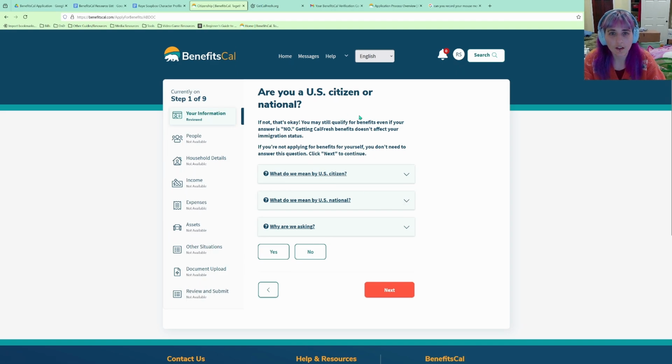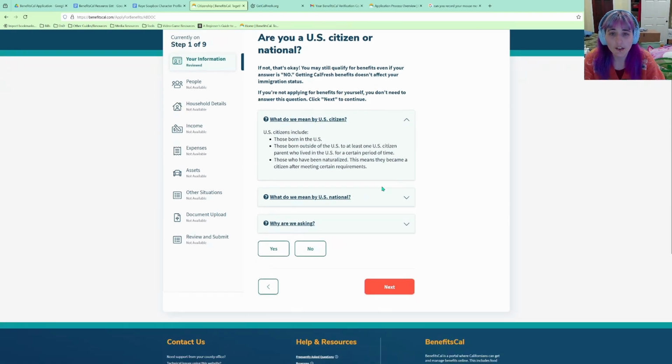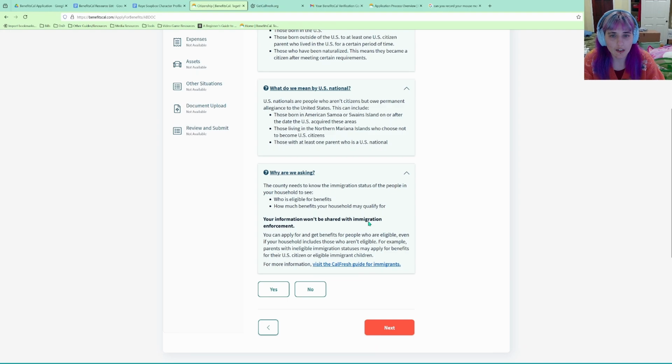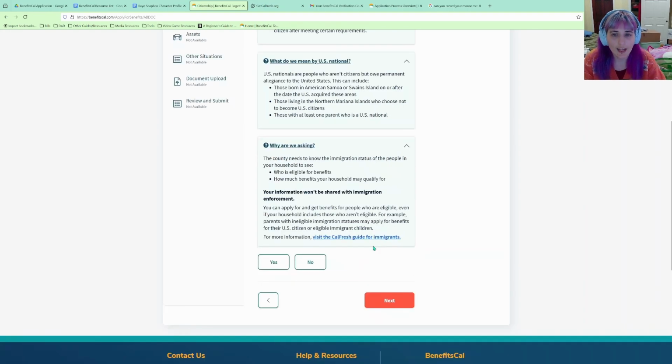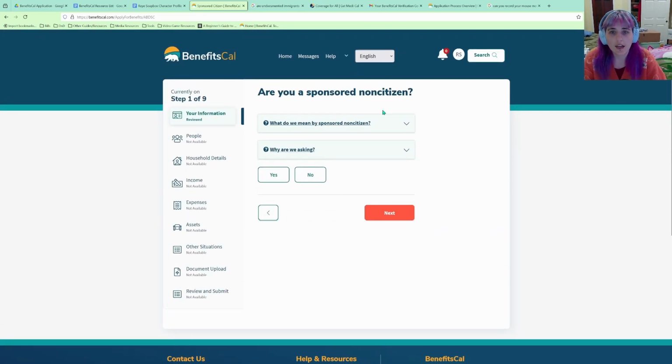So, are you a U.S. citizen or national? If not, that is okay. For some people, you can still be eligible, as we've gone over. And they do have definitions, which is nice. U.S. nationals are people who aren't citizens but owe permanent allegiance to the United States. I see. And they're asking because of eligibility criteria. And your information won't be shared with immigration enforcement. Am I a citizen or national? Yes. We're going to go for that for the purposes of this application.